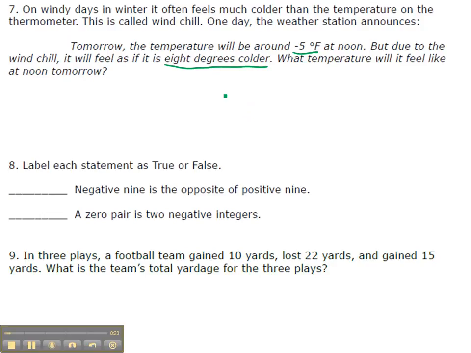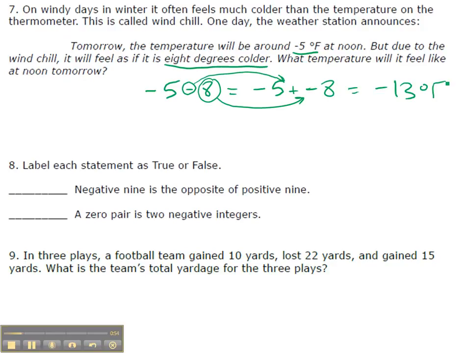So we have -5 degrees. If it's going to be 8 degrees colder, we're going to subtract 8 from the temperature. So our equation would look like this, -5 minus 8. And then if we change that to addition, we don't do anything to the first integer, but we add the opposite of the second integer. So we're changing this subtraction to addition, and we're changing the second integer to its opposite, so 8 becomes -8. And then -5 plus -8 equals -13 degrees Fahrenheit.